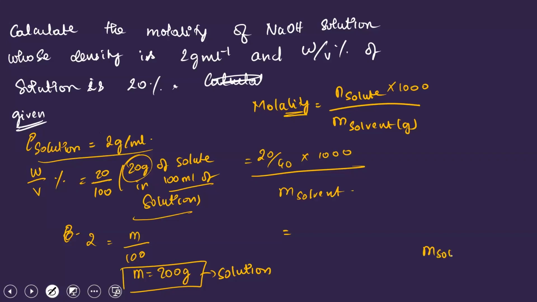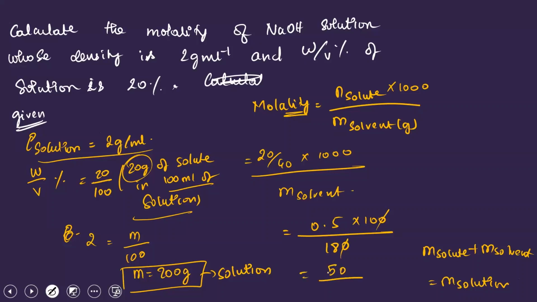Because mass of solute plus mass of solvent is mass of solution. So what do you do here? 200 minus 20, which is 180. This is the mass of solvent. 0.5 into 1000. Clear? So what do you get? 5 by 18, correct? 5 by 18.